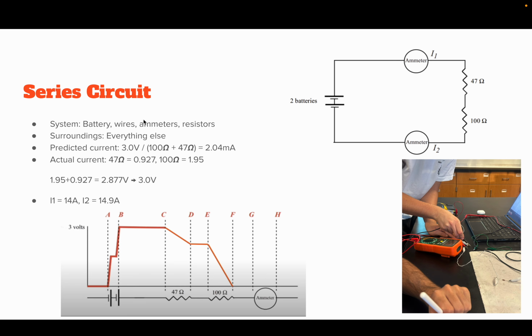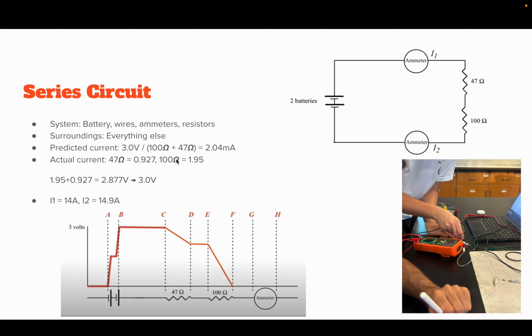So the predicted current, which is using the equation I equals V over R, that's 3 volts because both of these batteries were 1.5 volts. Then you add up the two resistances and you divide the volts by the resistance, you get 2.04 milliamps.